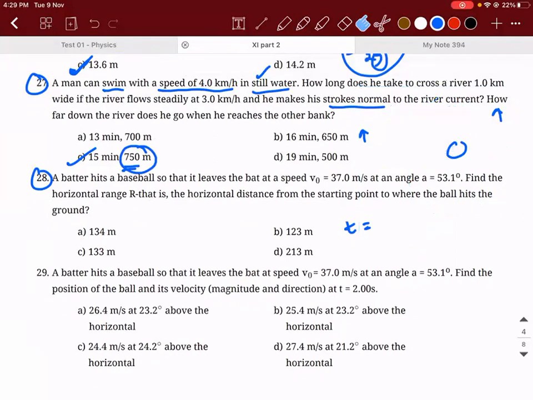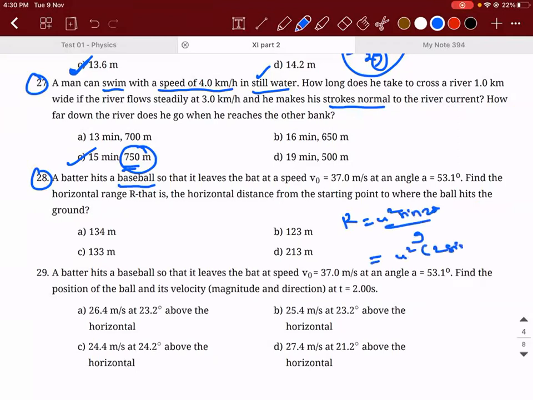Okay. Next. The batter hits a baseball so that it leaves the bat with a speed of v0 equal to 37 meters per second at an angle alpha equal to 53.1 degrees. Find the horizontal range R, that is, the horizontal distance from the starting point to the point where the ball hits the ground. What is the horizontal range formula? R is equal to u square sine 2 theta divided by g.